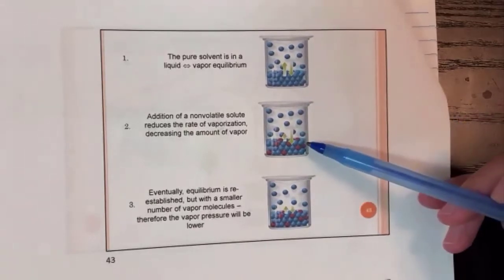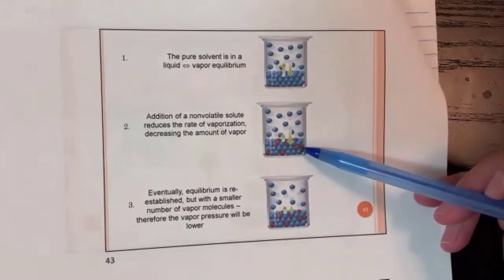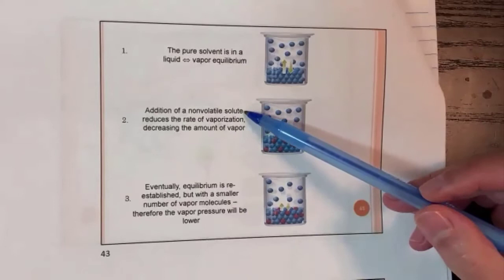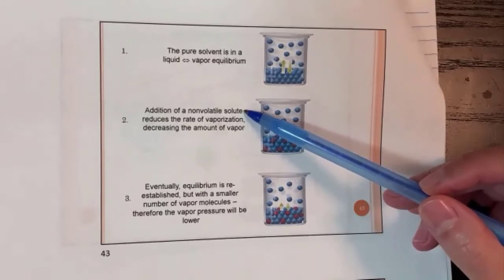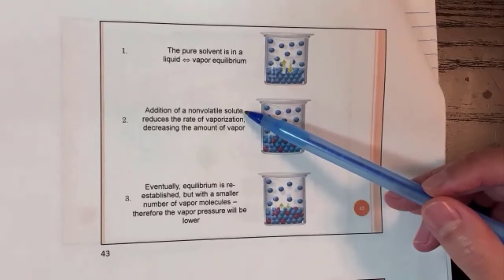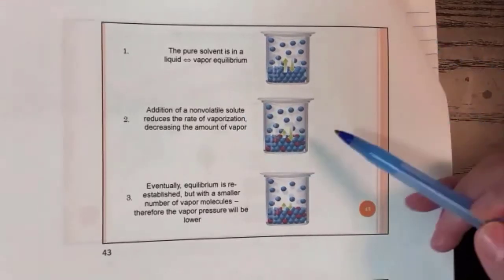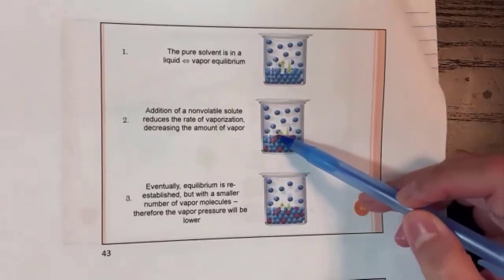Now say you introduce something into your solution. They put a solute in there, a non-volatile solute. That means the solute does not turn to gas. Kind of like if you put sugar in water, does the sugar just turn to gas? The sugar can't turn into gas. So that's an example of non-volatile. The sugar stays in the water.